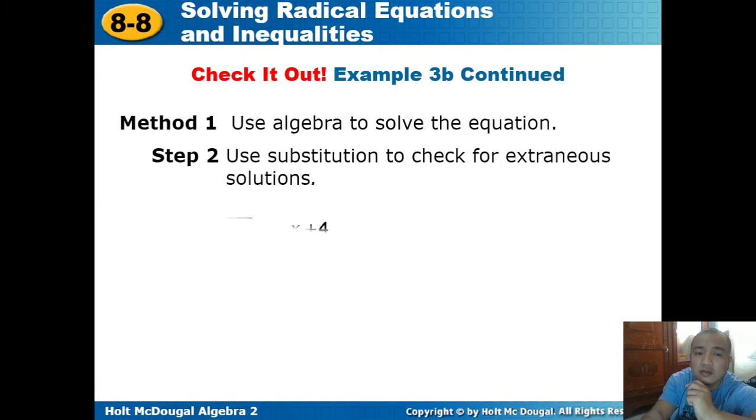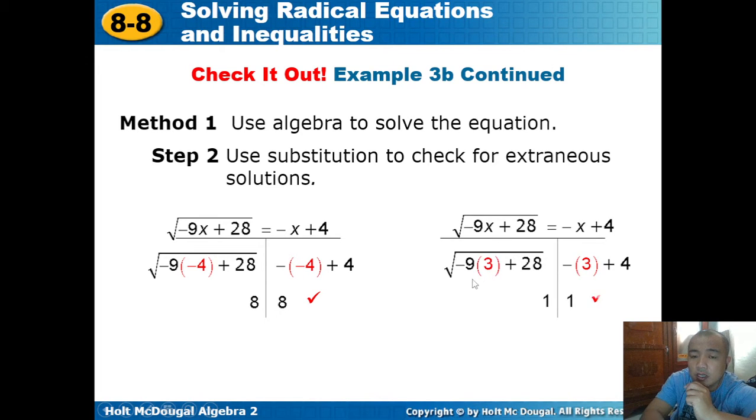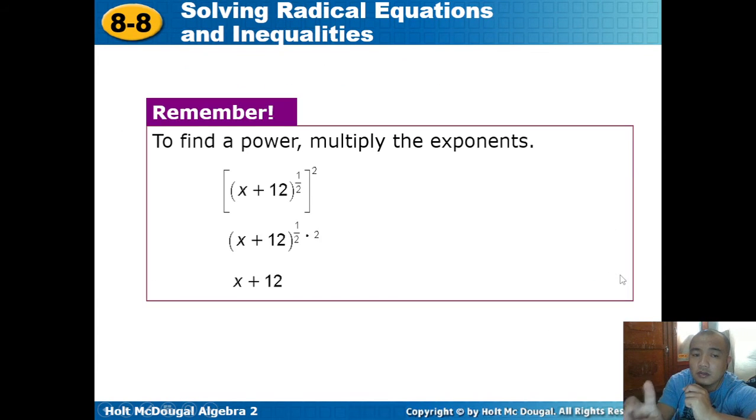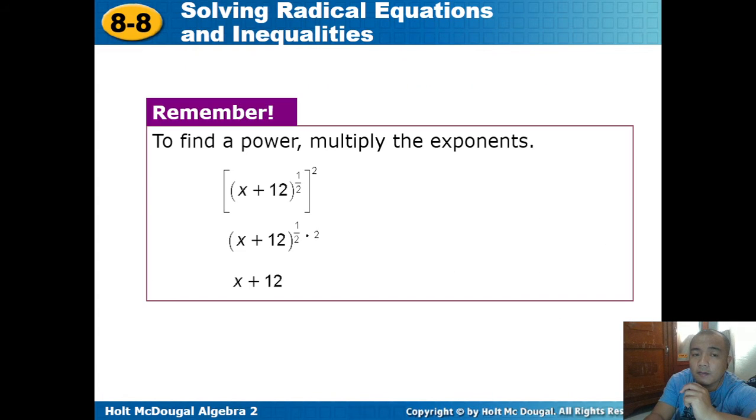Let's check. Use substitution to check for extraneous solutions. For negative 4, 36 plus 28, 64, so 8. Negative times negative 4 is positive 4. 4 plus 4 is 8. If we use 3, negative 27 plus 28, 1. Square root of 1 is 1. Negative 3 plus 4 is 1. So, tama, there are two solutions. Positive 3 and negative 4 are the solutions to the given equation.